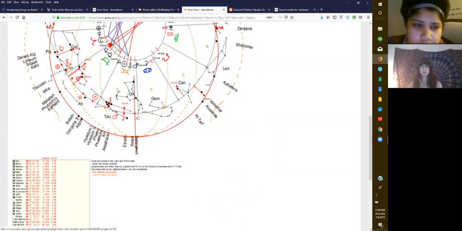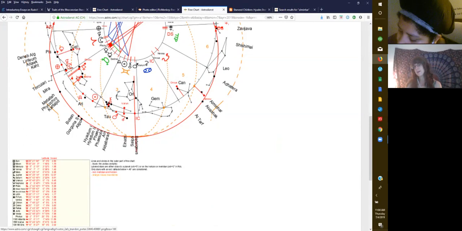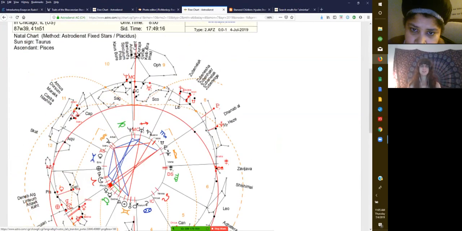But moving on, his IC, his Imum Coeli, is aligned with Betelgeuse, which is a prominent star in Orion. So he definitely has an Orion lifetime or an alignment with Orion. I'm not surprised at all. I'm not either. And it's interesting that it's directly across from the galactic center. That's very interesting.